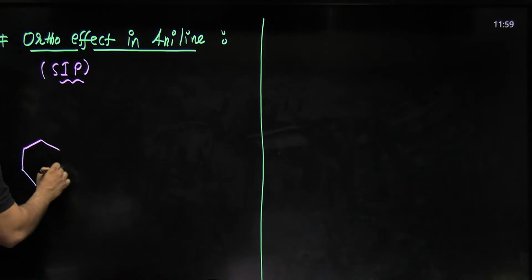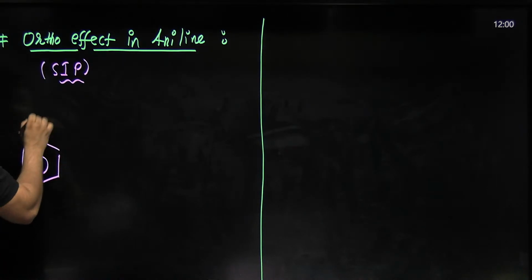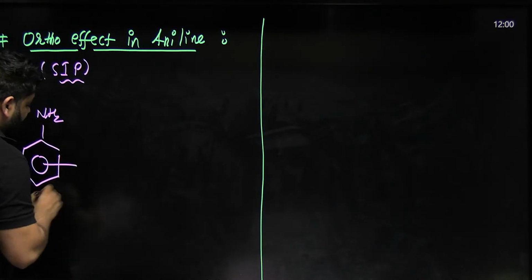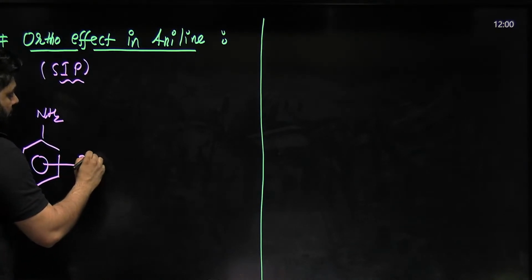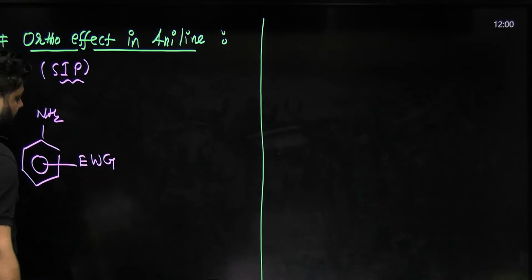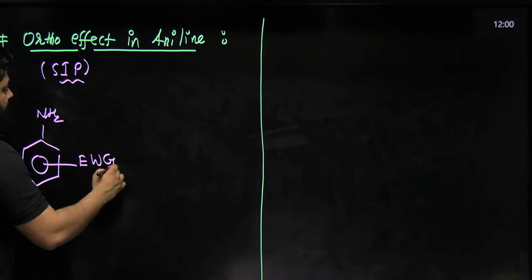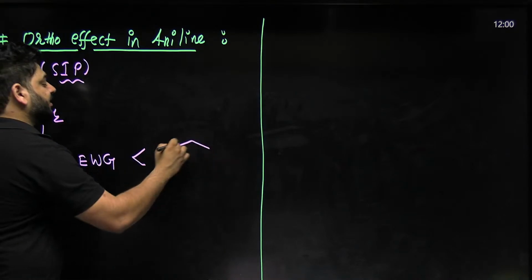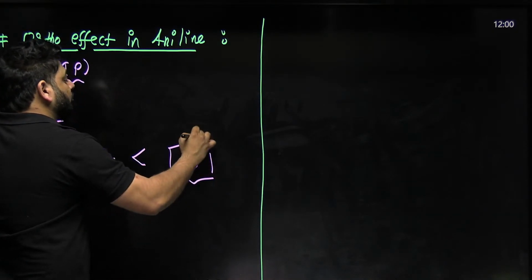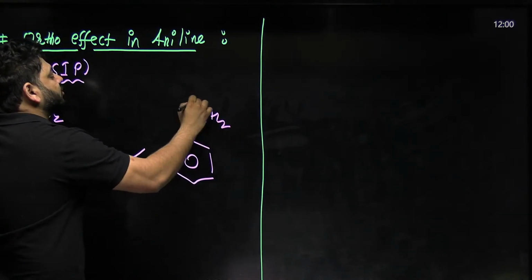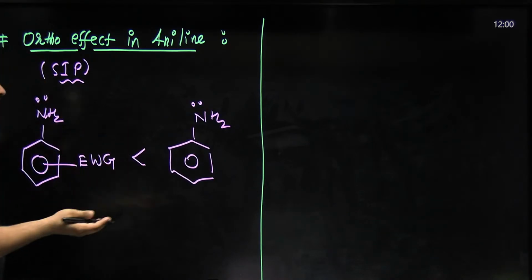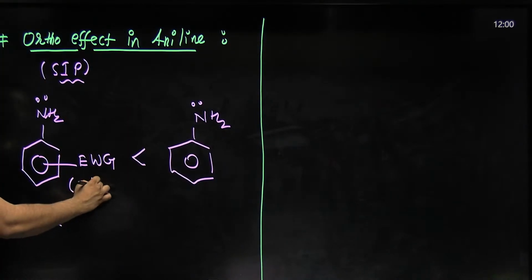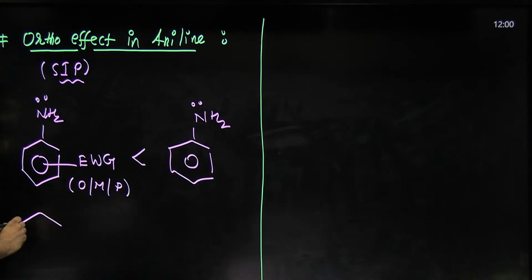So guys, whenever we have a simple aniline and this aniline is attached with an electron withdrawing group, then it will definitely be less basic than normal aniline, because the electron withdrawing group is decreasing the electron density present on the nitrogen atom, making it less basic. And yes, this could be ortho, meta, para, wherever you want to attach it.